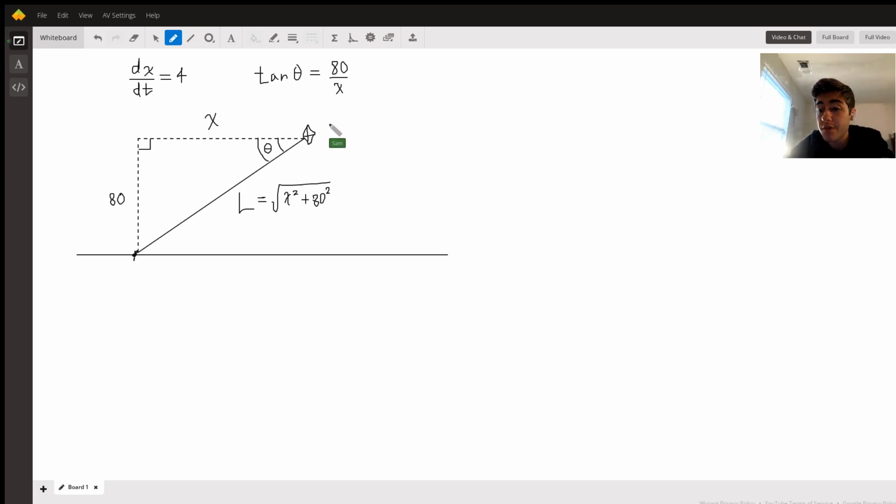Now we want to find the derivative of theta with respect to time so that we can determine its rate of change at a particular moment. So let's apply the inverse tangent function to both sides of this expression so we can isolate theta. So we apply the inverse tangent to both sides and we get that theta is equal to inverse tangent of 80 divided by x. And now we can take the derivative of both sides with respect to time.